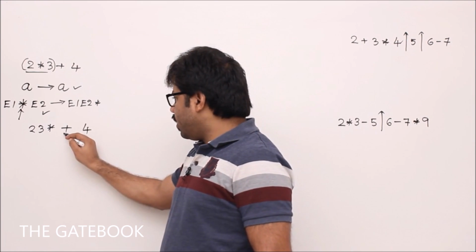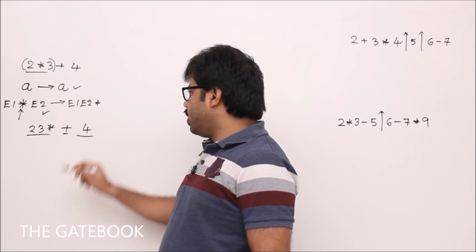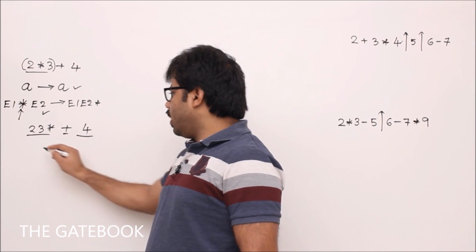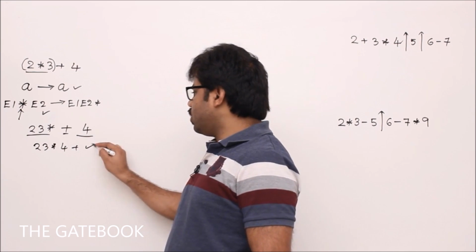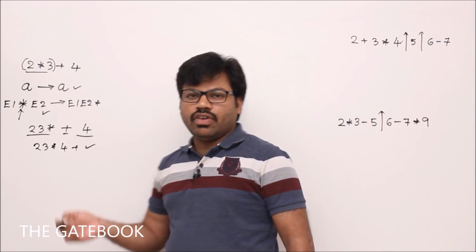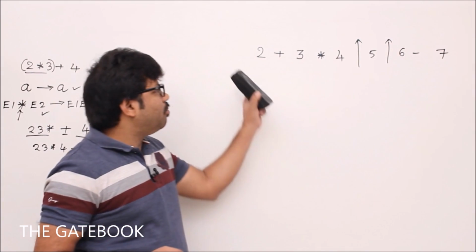Now we have only one operator. This is an operand, and this is an operand. Again e1 plus e2 becomes e1 e2 plus. So simple. In that way we can convert any expression to postfix. Now we'll see one example.